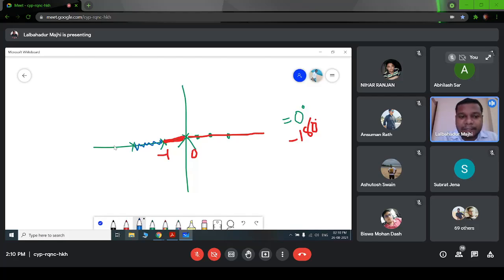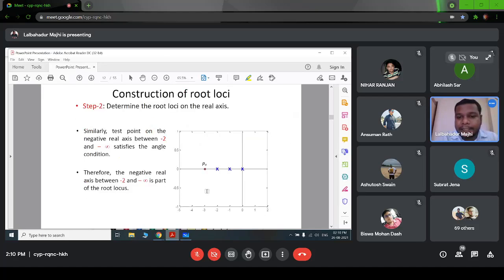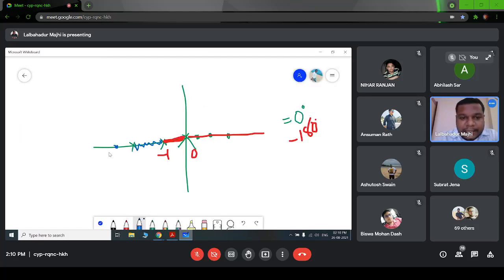Clear? So similarly, we will take another point after -2. We take a point anywhere after -2. At that time, this will satisfy our angle condition. Okay, we will get an odd multiple of 180 degrees. You can calculate, we will get an odd multiple of 180 degrees. So that means any point after -2 will lie on the root locus, or we can say this will be our root locus branch after -2. And similarly between -1 and 0.